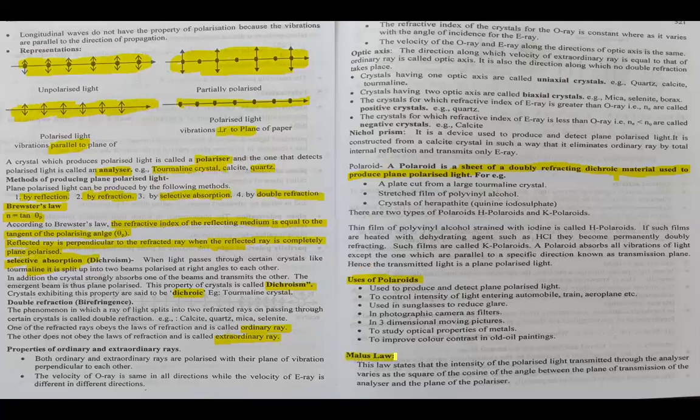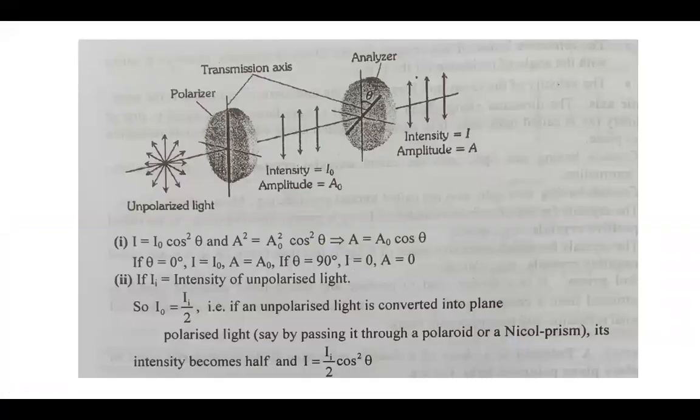Next is Malus's law. Malus's law states that the intensity of the polarized light transmitted through the analyzer varies as the square of the cosine of the angle between the plane of transmission of the analyzer and the plane of the polarizer. That is the statement. So the formula is I is equal to I naught cos square theta.